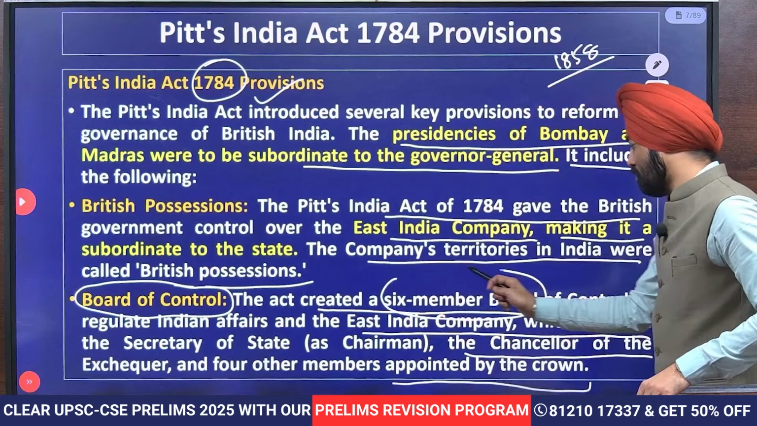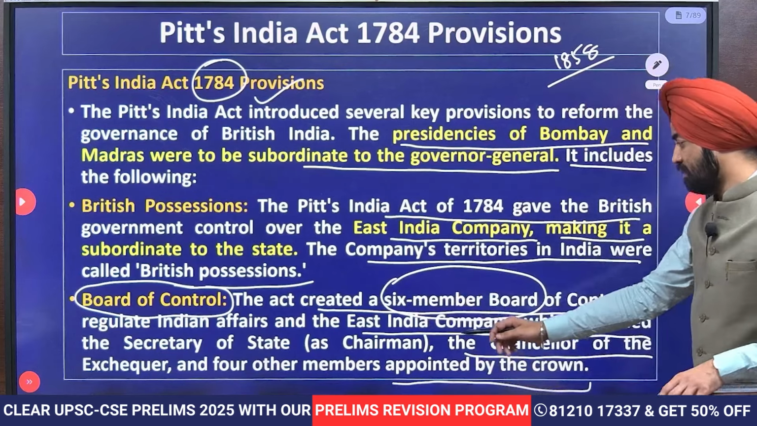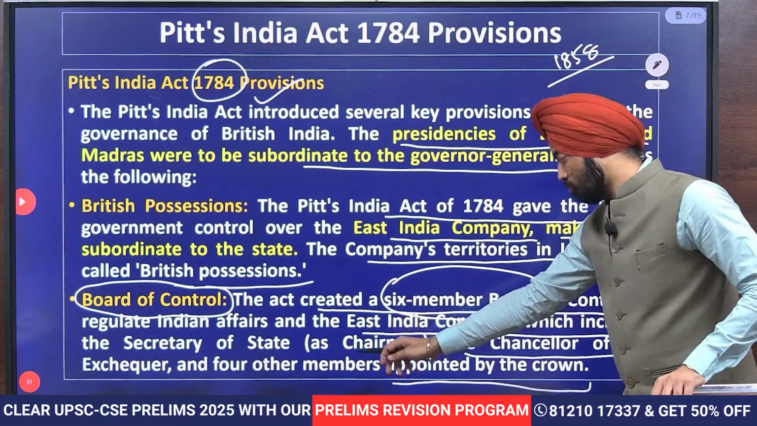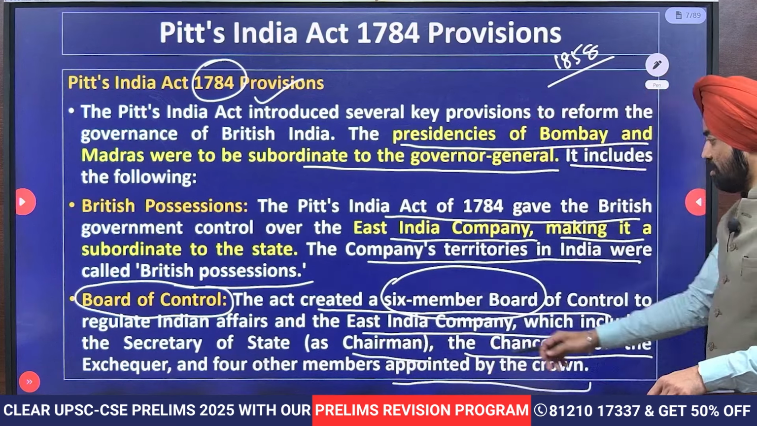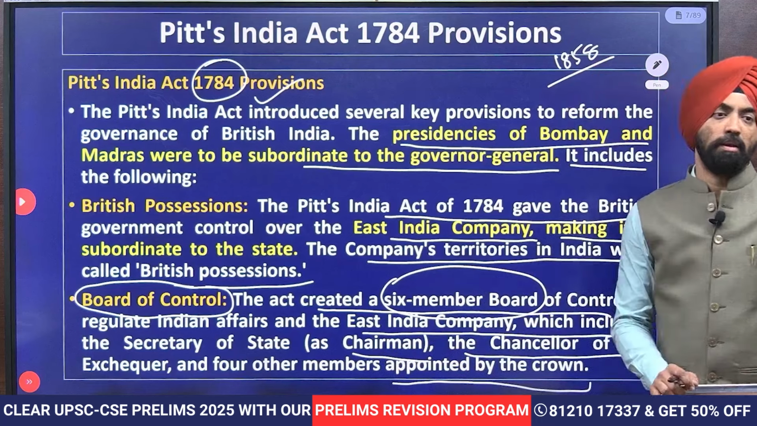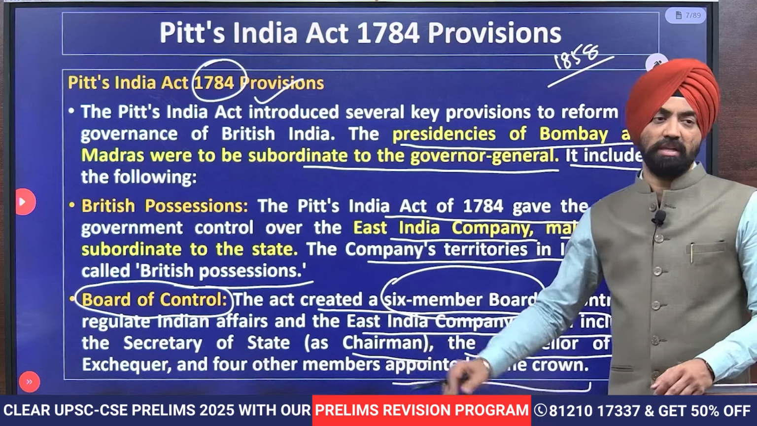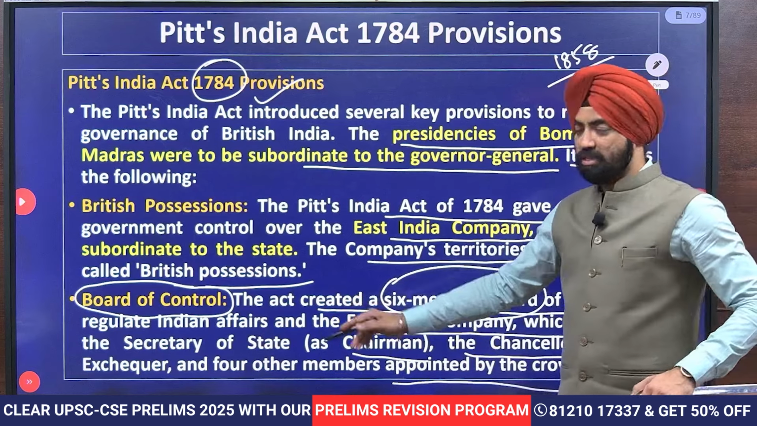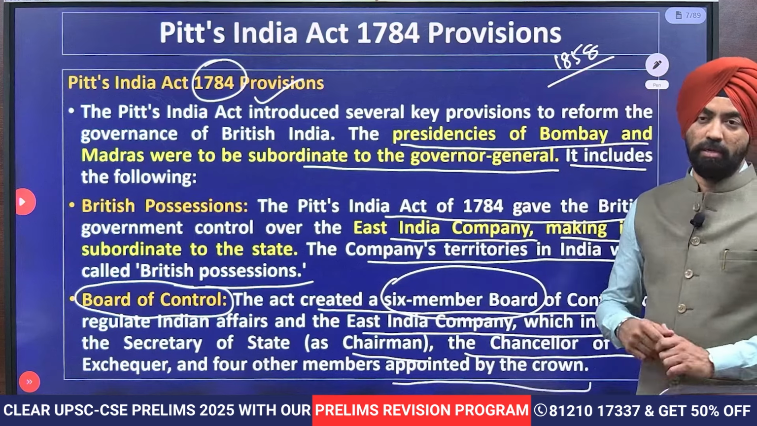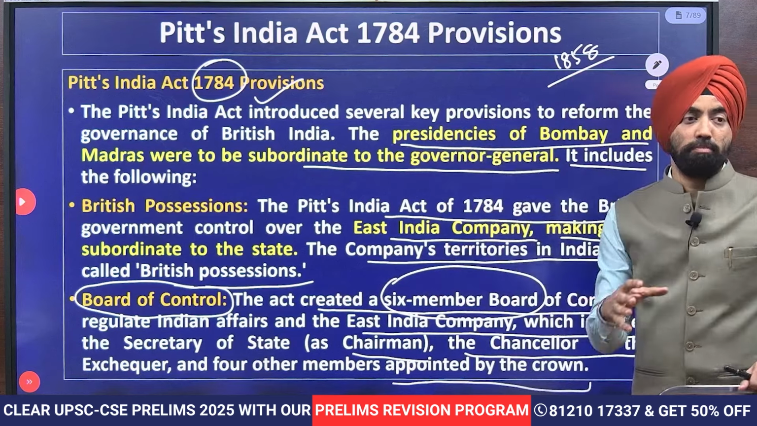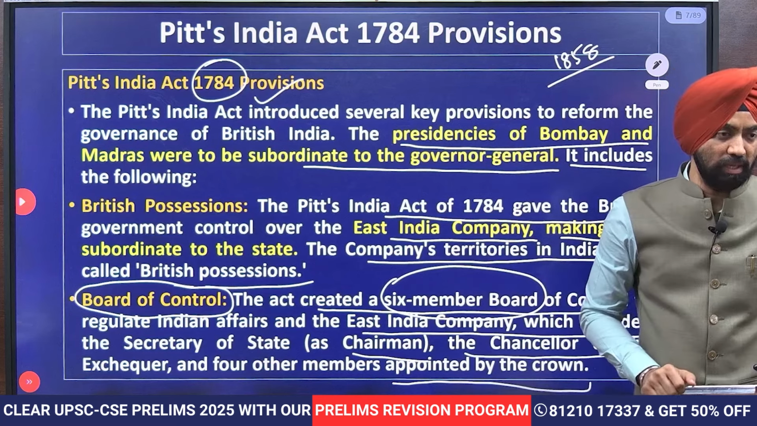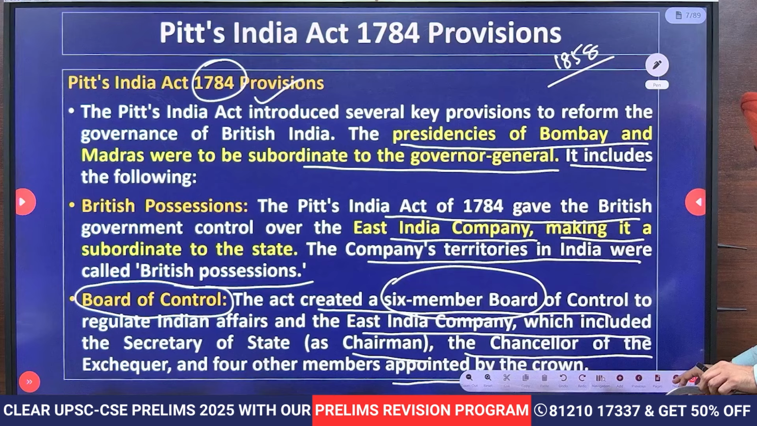6 members board of control to regulate the Indian affairs and the East India Company, which included the Secretary of the State, who was the chairman, the Chancellor of the Exchequer and 4 other members. The Chancellor of the Exchequer is like a treasurer. You have treasurer nowadays, no? So he is like the treasurer of the board of control, because when you see future acts, the board of control almost completely controls the affairs of the East India Company. That we will see. Okay?